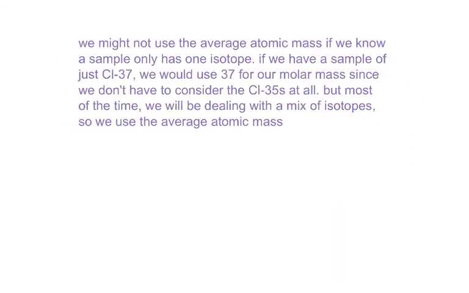So read this, and let me read this part. The only time we might not use the average atomic mass is if we know the sample has only one isotope. So for example, if all the sample is just Cl37, then we use a molar mass of 37.